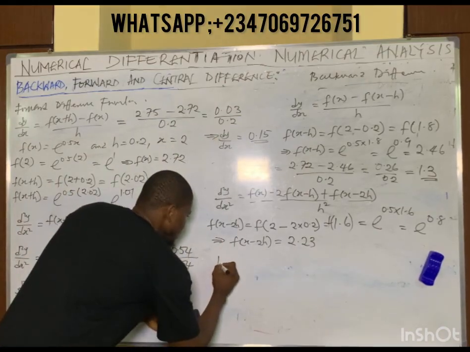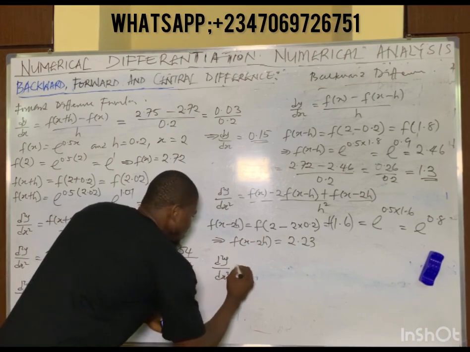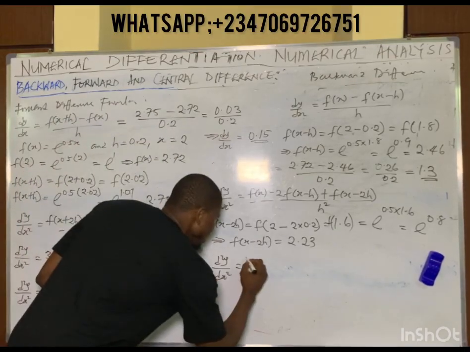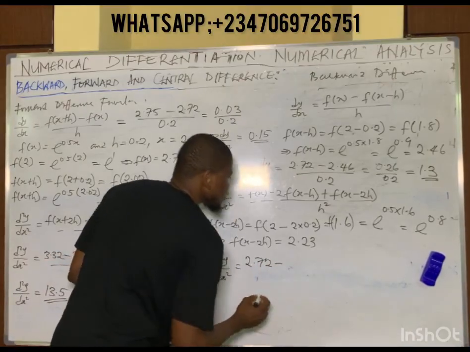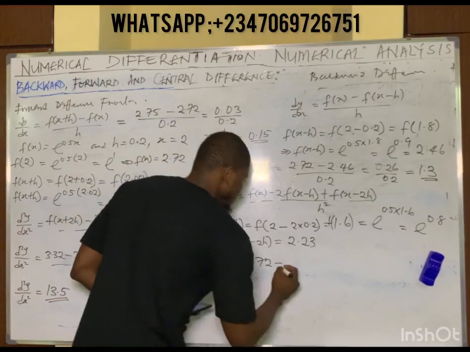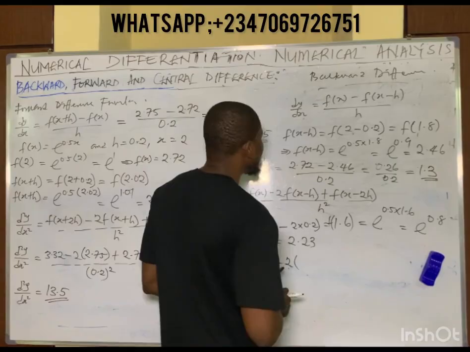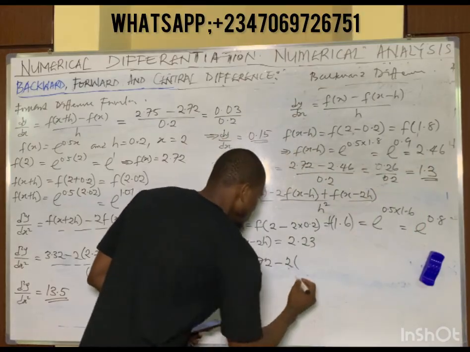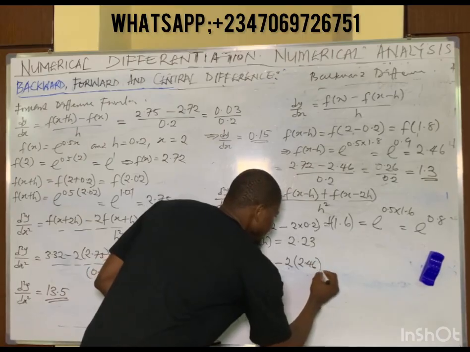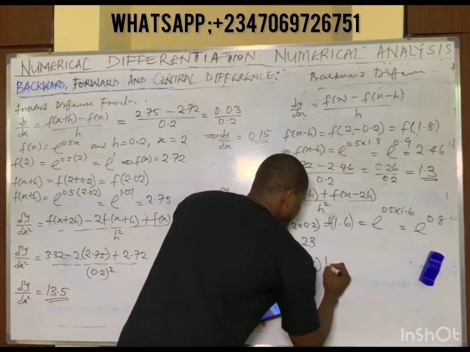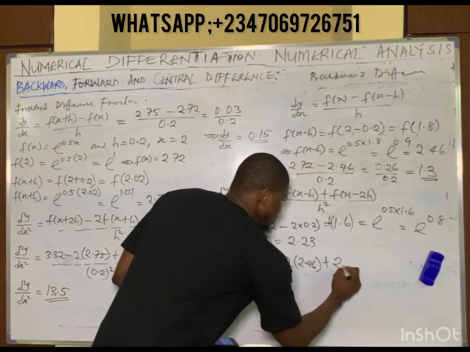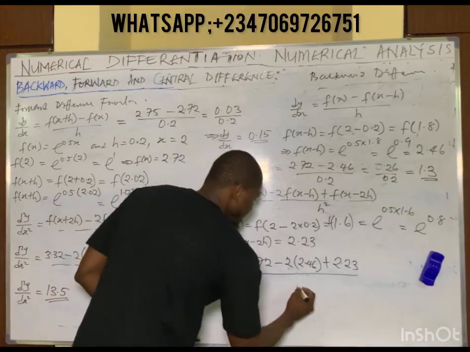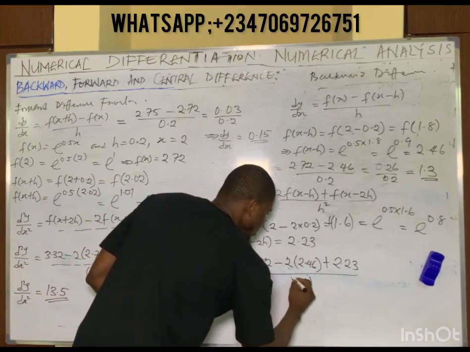So let's couple into the formula. You're now going to have that d squared y over dx squared is equal to f of x, and f of x gave us 2.72. So we have 2.72 minus 2 f of x minus h. f of x minus h gave us here 2.46, so 2.46, plus f of x minus 2h, which gave us 2.23. The whole of this divides by h squared, and h is 0.2 all squared.